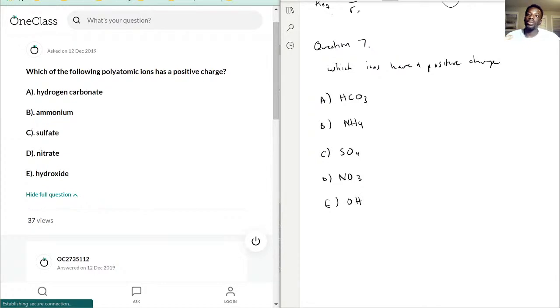Now, these ones, I'm just naming them because I'm very familiar with the chart, but it should tell you what sulfate, sulfite, all those things are.